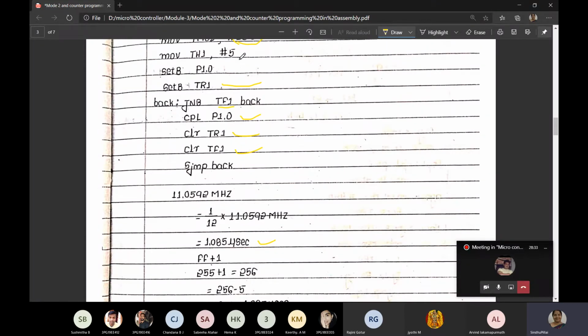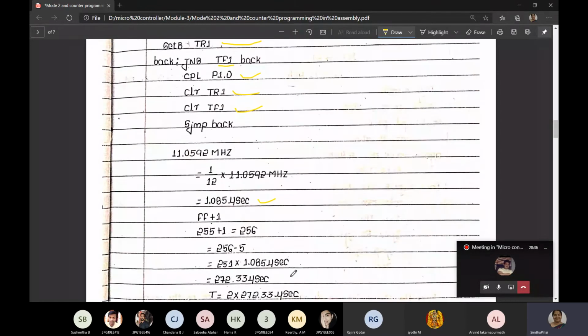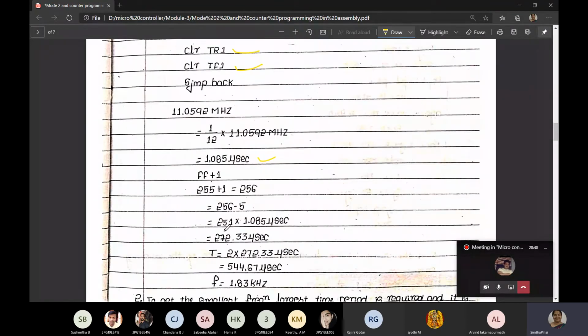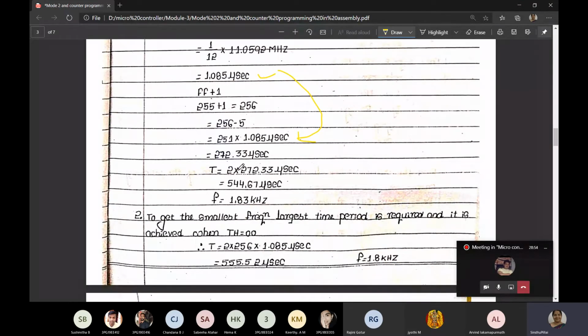It will start from 5. So from the maximum count, the initial count 5 should be subtracted. So you'll get 251. Multiplying by the machine cycle time, you will get 272. This is for a complete half pulse. That should be taken for a complete pulse, so it is multiplied by 2. So you'll get 544.67 microseconds. And if you convert it into frequency, you'll get 1.83 kilohertz.